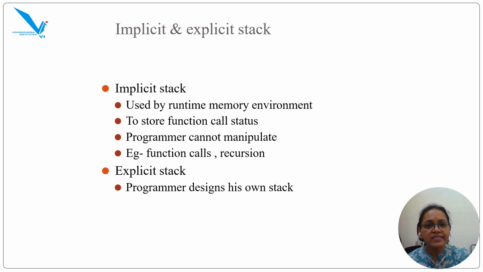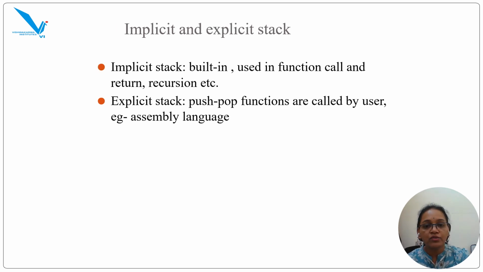So the concept of implicit and explicit stack. Implicit stacks are used by the runtime memory environment. They are used to store the function call status. Programmer cannot manipulate the implicit stack, for example, function calls or recursion, right? And then explicit stack. Programmer designs his own stack. The way we have designed our own stack, that is an explicit stack. So implicit stacks are built in. They are used in function call and return. They are used in recursion.